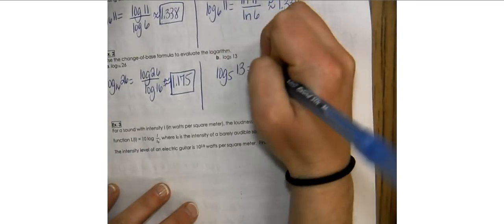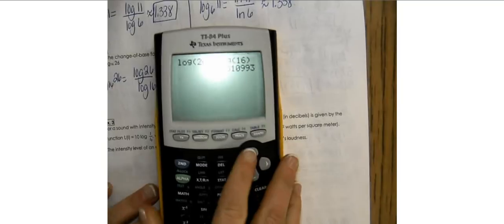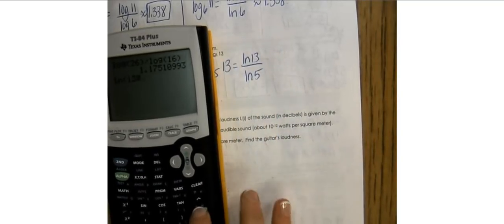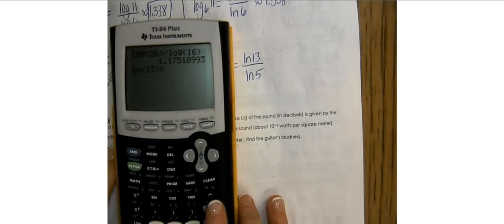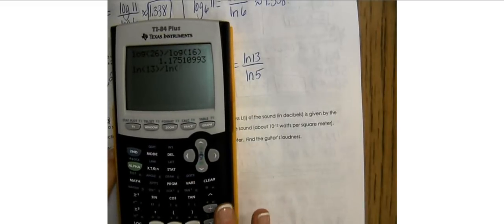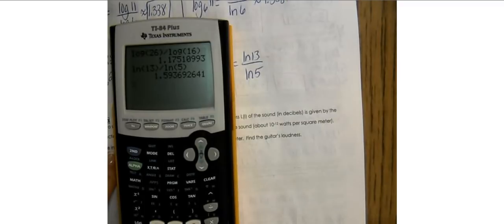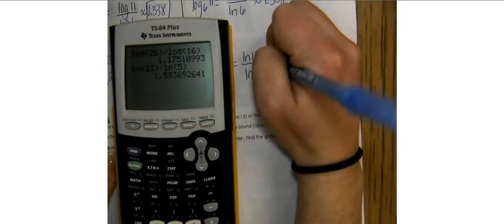For letter B, I'm going to use natural logs just for fun. I don't have to. You can use common logs for all of it. It doesn't really matter. I just recommend that you try both. So we have log base 5 of 13. So I'm going to write the natural log of 13 divided by the natural log of 5. And I'm going to put that into my calculator. The natural log of 13, close my parentheses, divided by the natural log of 5. And end up with 1.594, rounding it to the nearest thousandth. And there's my answer.